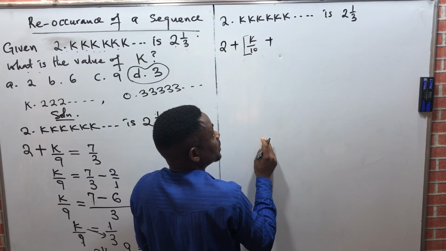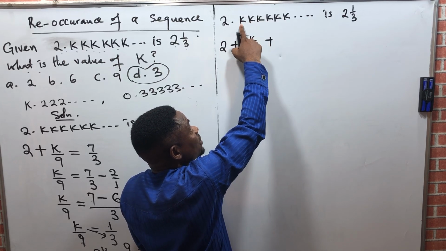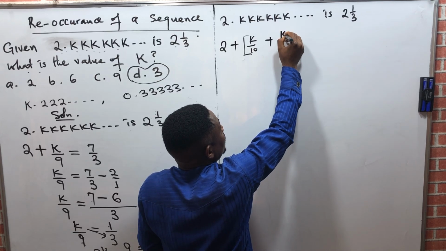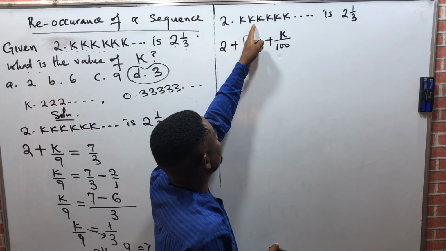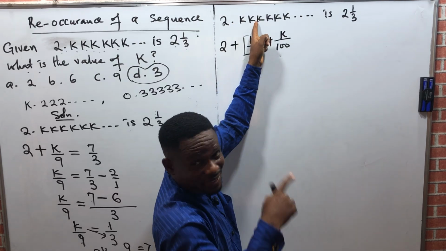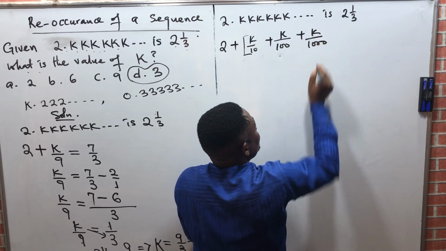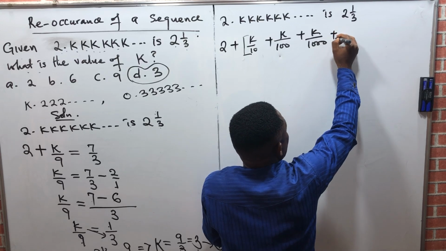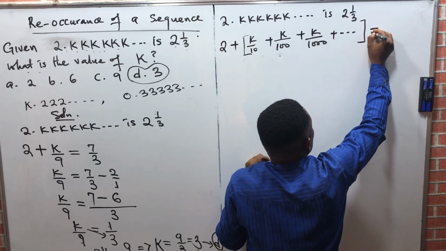Then now we add. The second one becomes K and K. Since there are 2 digits after the decimal point, I will still bring one K, but this time I will divide it by 100, because we have 2 Ks after the decimal point. If you have 3 Ks after the decimal point too, I will say K all over 1000. I keep on doing this to infinity. So I will say plus dot dot, then close the bracket.